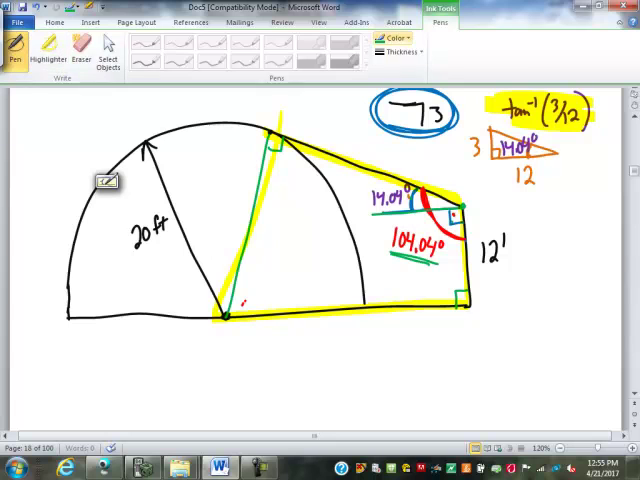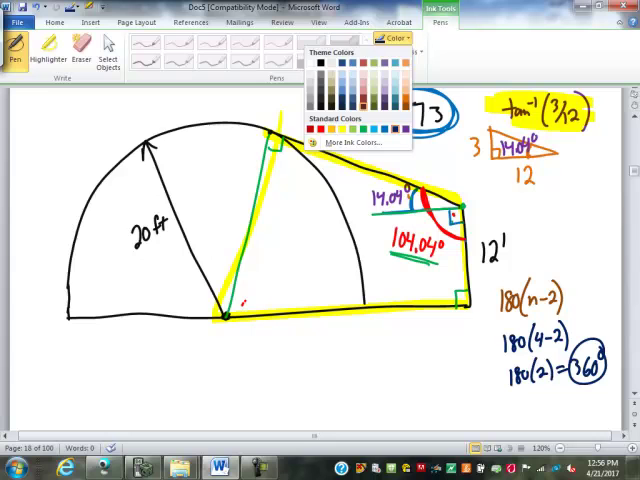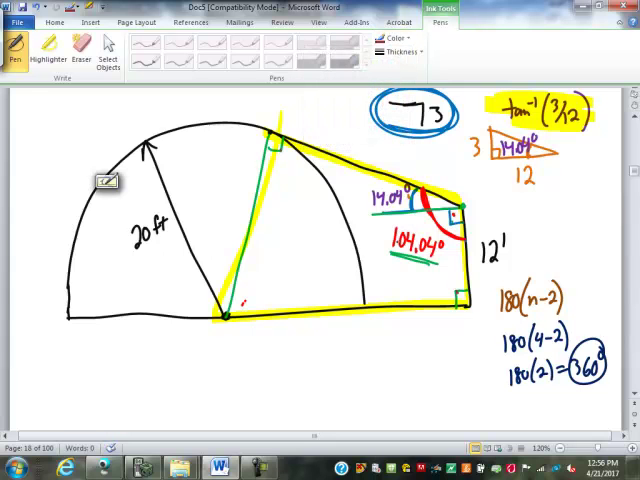And a four-sided figure has an angle sum of how much? 180 times n minus 2, where n is 4. So 4 minus 2 is 2. 180 times 2 is 360 degrees. So I have 360 minus 90 minus 90 minus 104.04 tells me that this angle here has to be 75.96 degrees. With me so far? Questions so far? Again, that's just 360 minus 90 minus 90 minus 104.04.